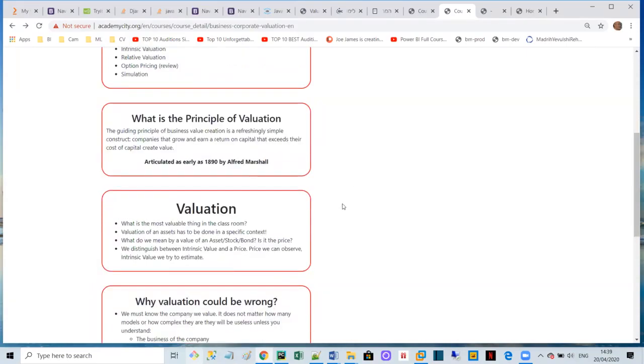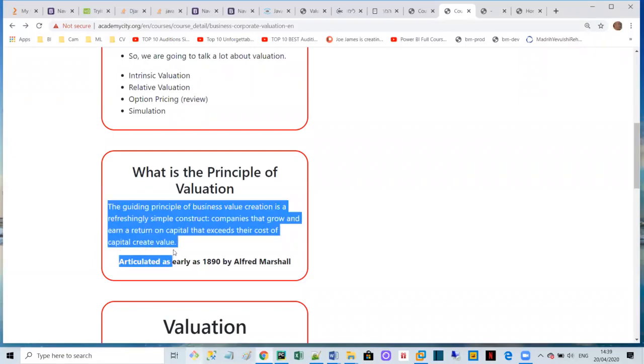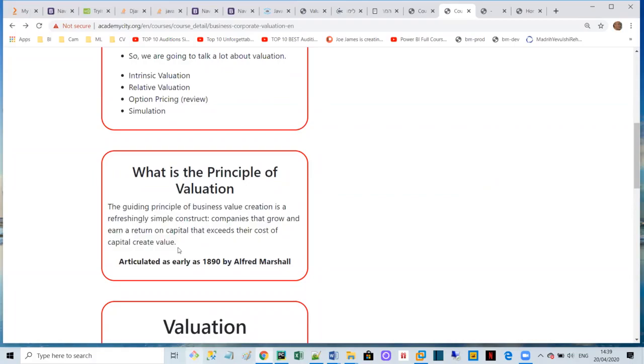Let me increase the screen here so you can see it a little better. Okay. What do you think about this one? I thought that this is really cool, and that's why I put it here. It's from the McKinsey book, by the way. The guiding principle of business value creation is a refreshingly simple construct. What does that mean? Companies that grow and earn a return on capital that exceeds their cost of capital create value. Why? It's so complicated. So let's break it down, okay? Who is creating value?